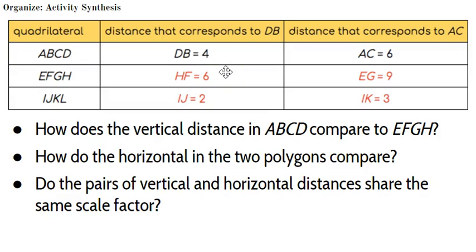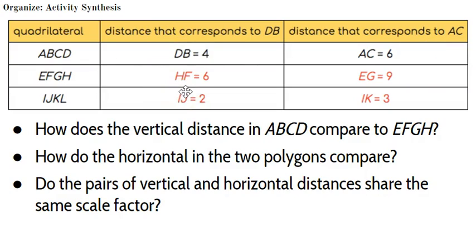Because 1 times 4 is 4. 1/2 times 4 is 2. 2 and 4 make 6. Does 6 times 1 and 1/2 make 9? Yeah, because 6 times 1 is 6. 6 times 1/2 is 3, making 9. And you can see that going to IJKL, the smaller shape, those same distances are used again, but this time we're dividing them in half, so it's actually smaller.